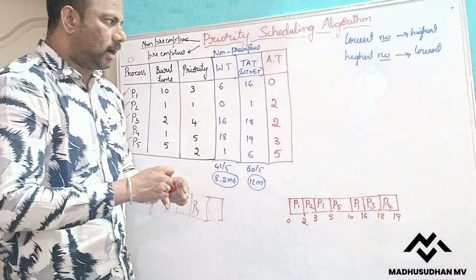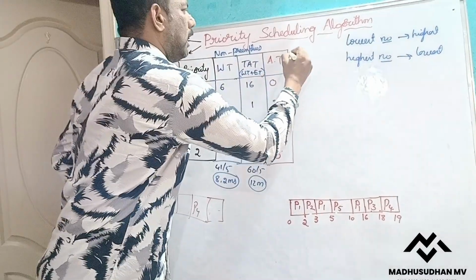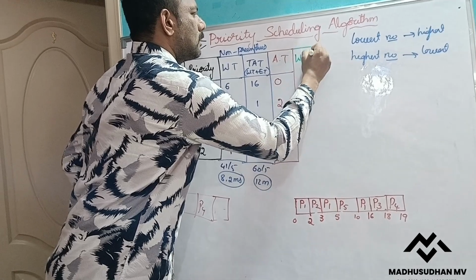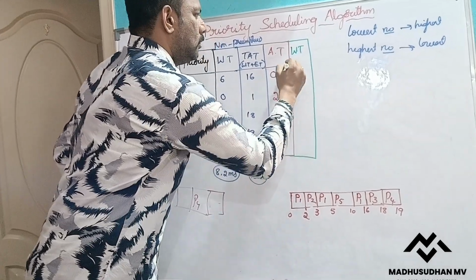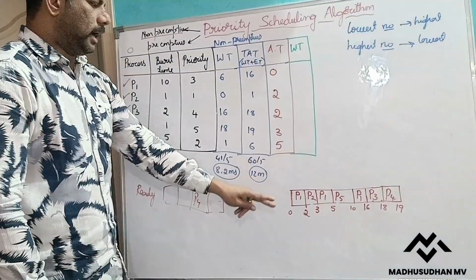Now this is the Gantt chart. According to this, now I will write the waiting time.